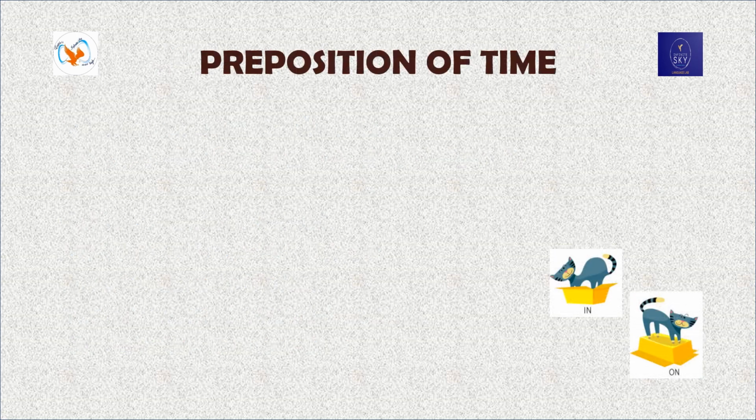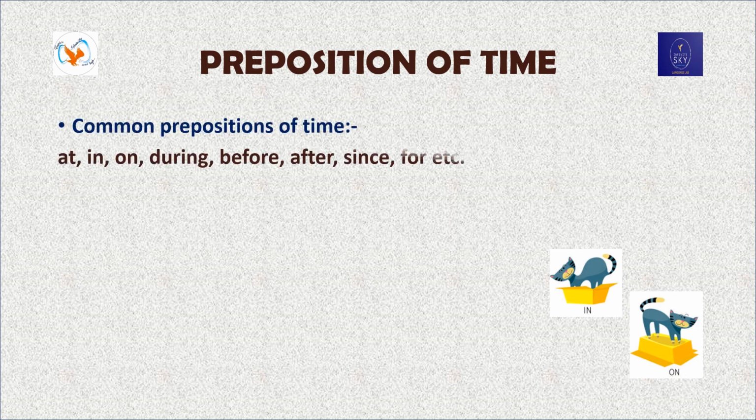Prepositions of time describe when an action or event takes place. They help us understand the timing or duration of an activity. Common prepositions of time include at, in, on, during, before, after, since, for, etc.